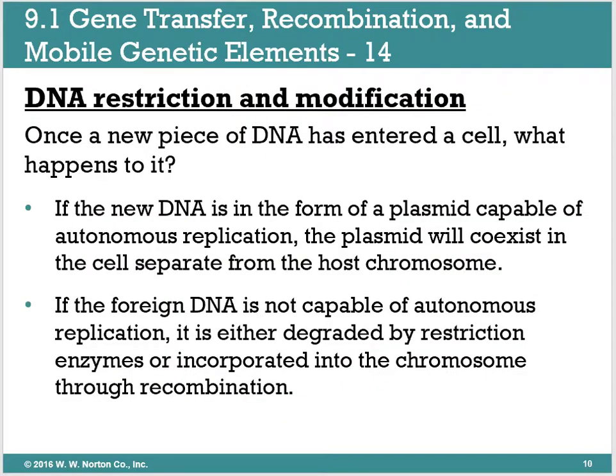Okay. So, DNA restriction and modification. Once a new piece of DNA has entered the cell, what will happen? If the new DNA is a plasmid, that means it's capable of its own replication by itself, and the plasmid will coexist with the other genomic information. So the new cell will just keep replicating and make more of the cell with the original DNA and the new plasmid DNA.